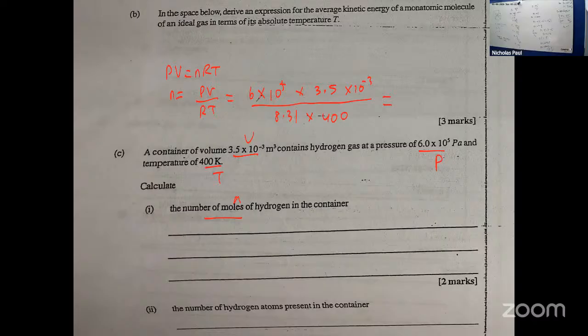I got 0.3. So n is PV over RT. R is 8.31, and T there is temperature. 0.38. No, not 8.31, I mean when you work it out, the number of moles here. Yeah, 0.38.